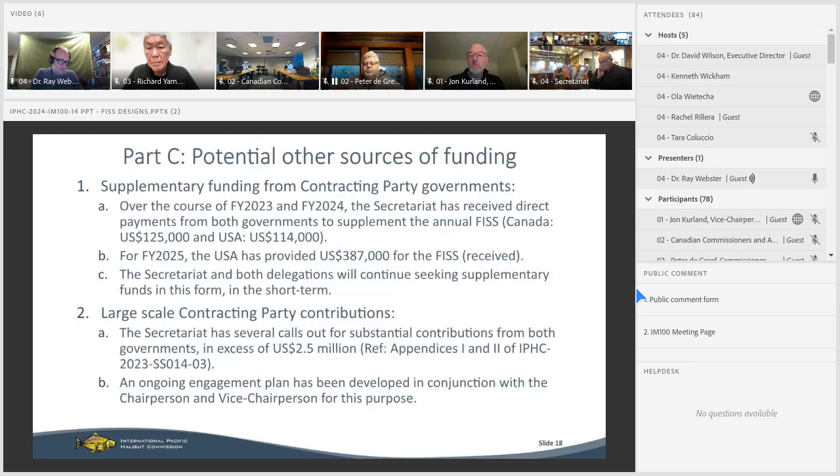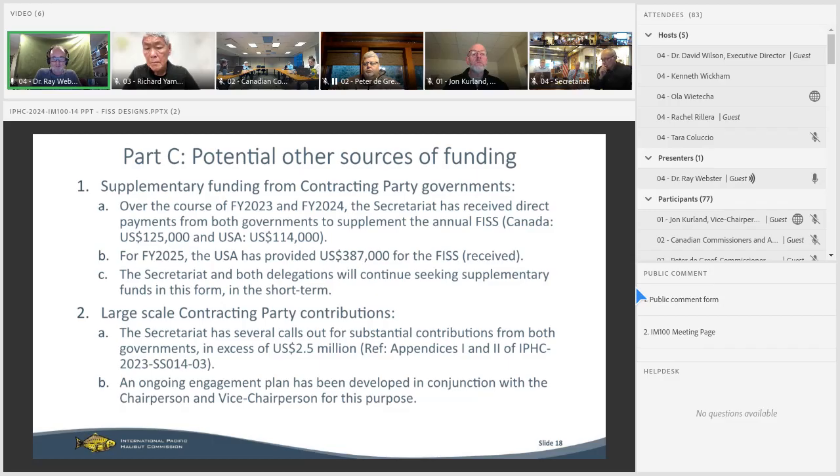Moving on to the other requests for information from the Commission. Potential other sources of funding. Supplementary funding from contracting party governments over the course of financial year 2023 to 2024. The Secretariat has received direct payments from both governments to supplement the annual FIS, 125,000 from Canada, 114 from the US. For fiscal year 2025, the US has provided $387,000 for the FIS, which was mentioned previously.